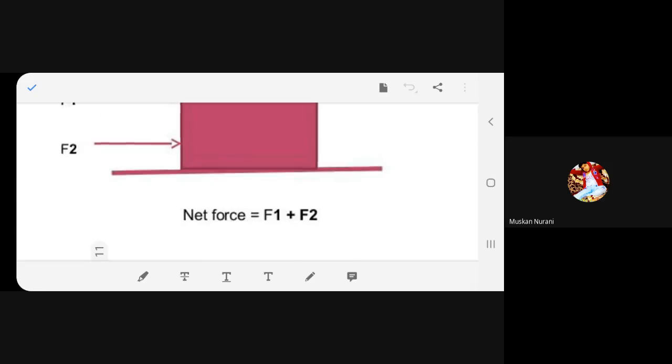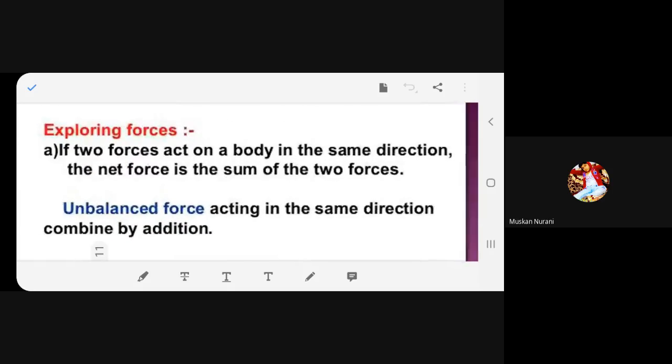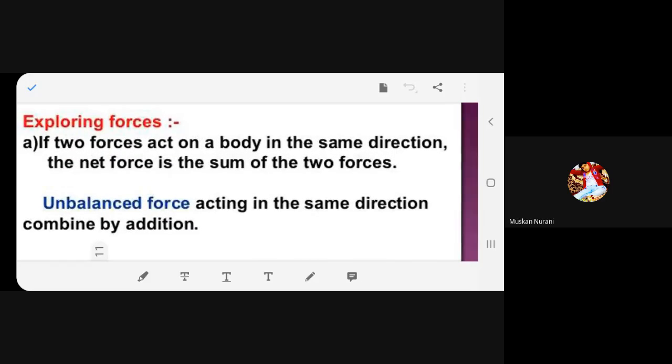You have to understand over here that the forces we are talking about are unbalanced. What are we going to talk about? Unbalanced forces. That means F1 and F2 are not equal. They are unequal, and hence they are unbalanced forces. They are not equal. Is it clear?